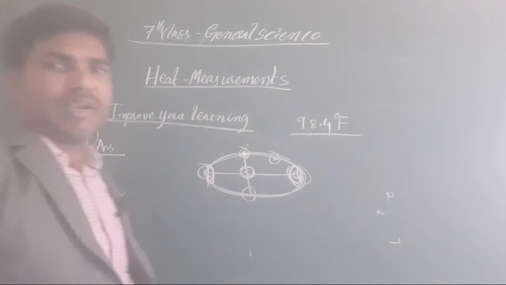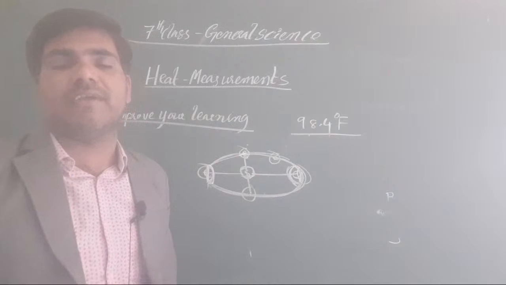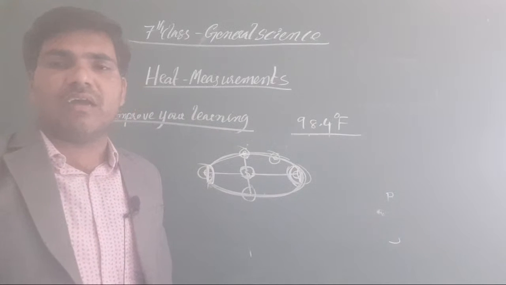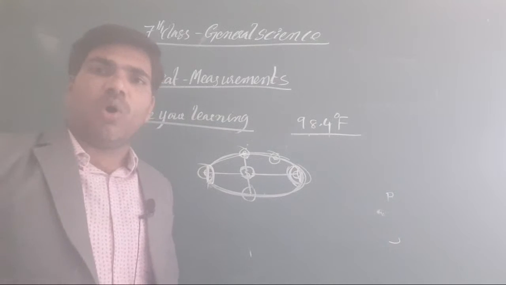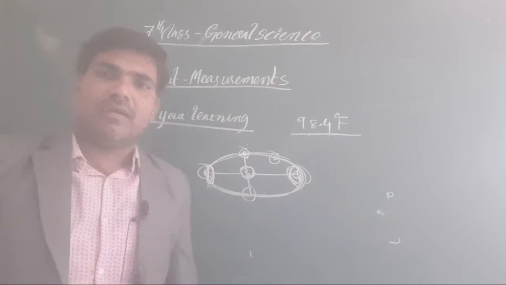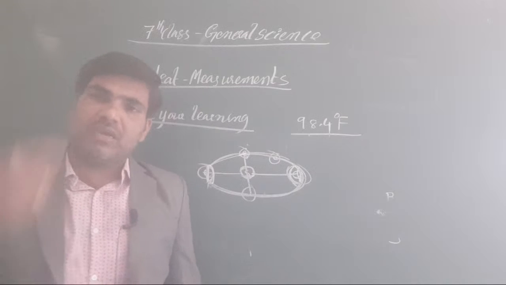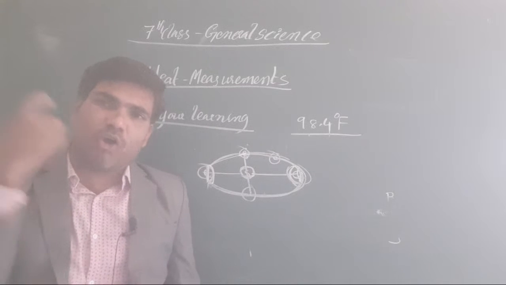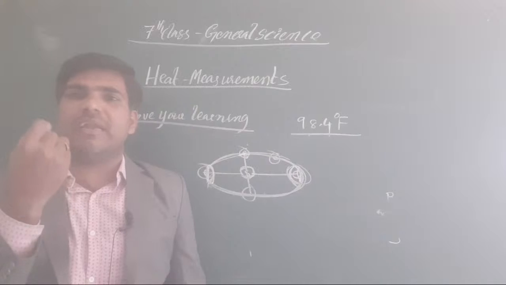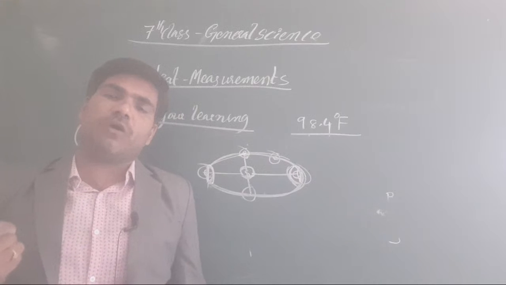A 98.4 degree Fahrenheit temperature is compulsory. Got it or not? It may become low or it may become high. Now, it may damage our body organs. Otherwise, our body organs are not working properly. Got my point or not?